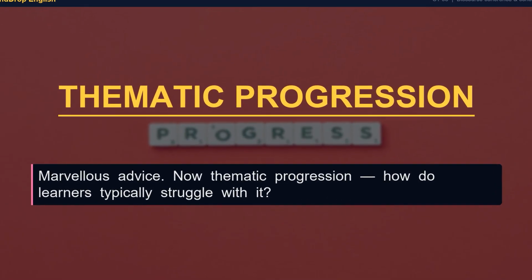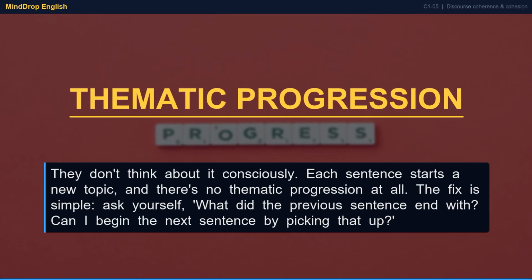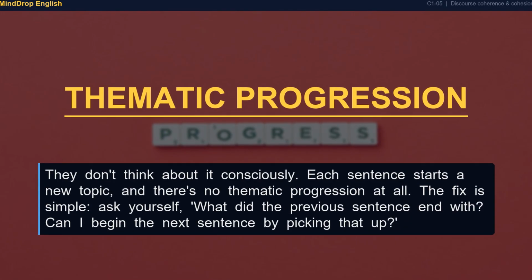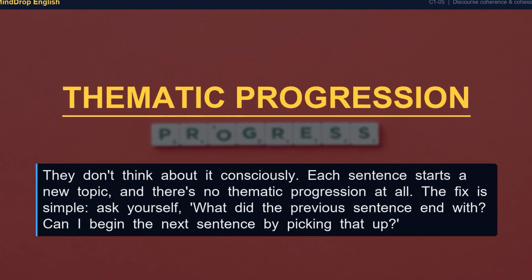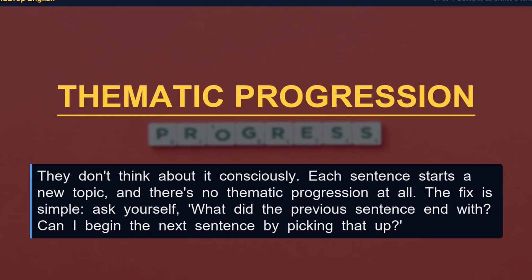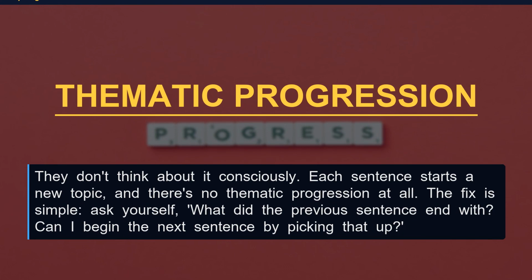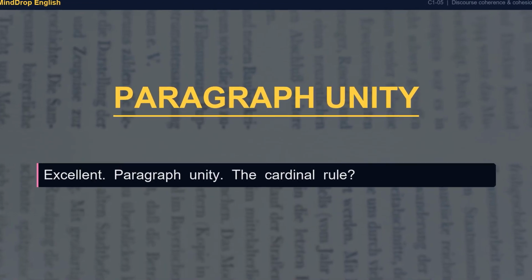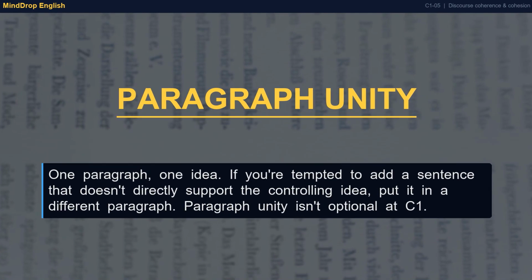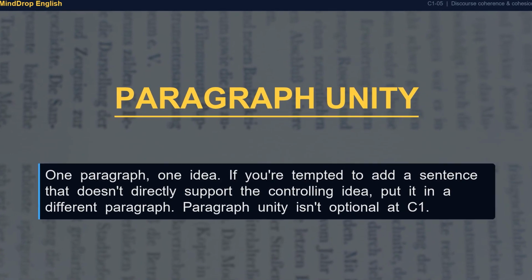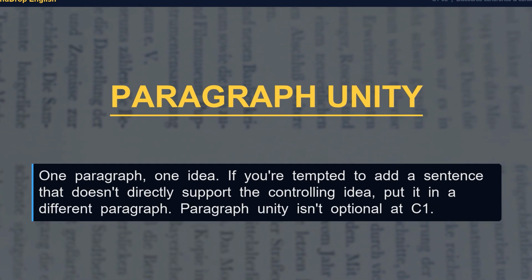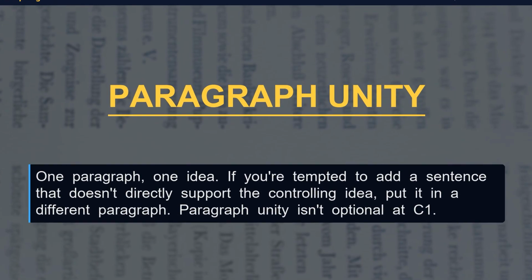How do learners typically struggle with it? They don't think about it consciously. Each sentence starts a new topic, and there's no thematic progression at all. The fix is simple. Ask yourself, what did the previous sentence end with? Can I begin the next sentence by picking that up? Excellent. Paragraph unity. The cardinal rule? One paragraph, one idea. If you're tempted to add a sentence that doesn't directly support the controlling idea, put it in a different paragraph. Paragraph unity isn't optional at C1.